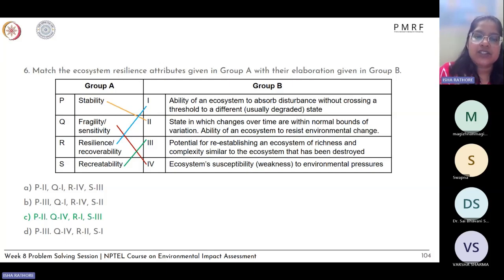Q, fragility or sensitivity, is the ecosystem susceptibility or weakness to environmental pressures. So Q matches with 4. Then resilience or recoverability is the ability of an ecosystem to absorb disturbance without crossing a threshold to a different, usually degraded state. So R matches with 1. And recreatability is the potential for re-establishing an ecosystem of richness and complexity, similar to the ecosystem that has been destroyed. So S matches with 3. So the correct answer is C, that is P matches with 2, Q matches with 4, R matches with 1, and S matches with 3. Okay, moving on to the next question.